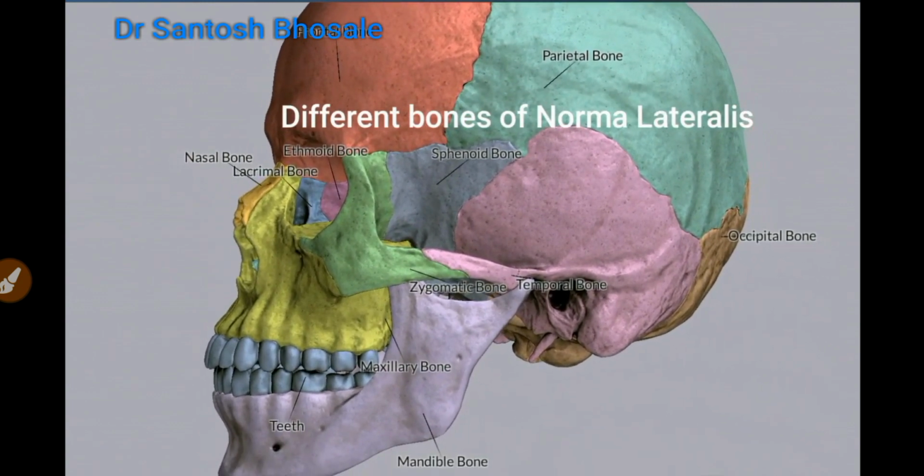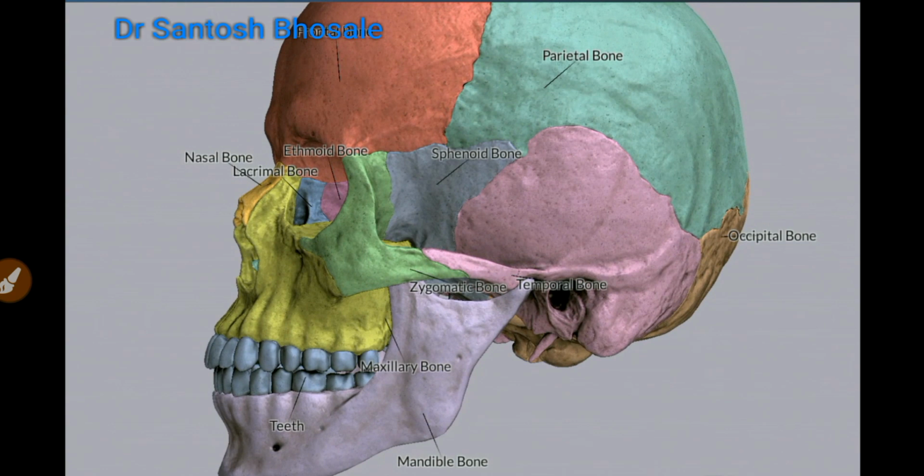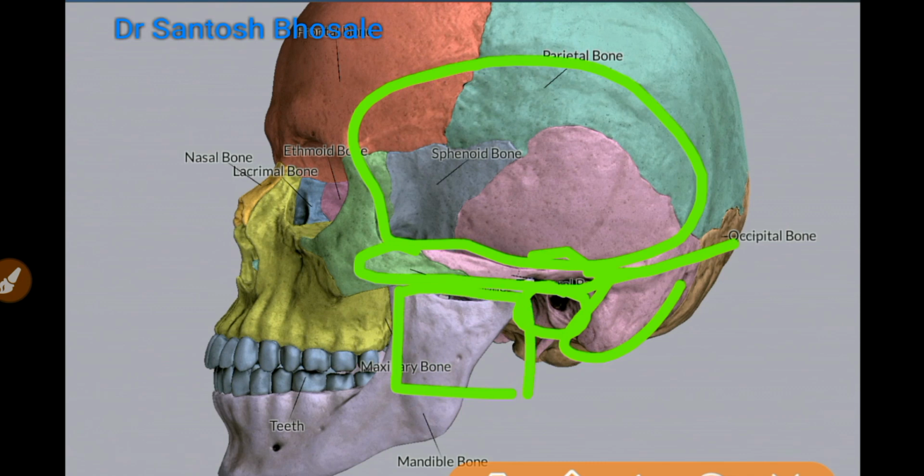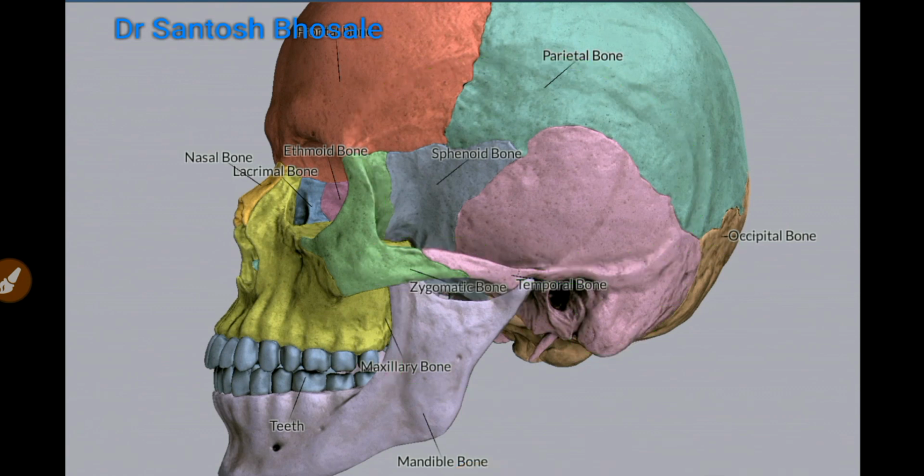So when you see the norma lateralis, what are the different bones of the norma lateralis? First you will see frontal bone, parietal bone, sphenoid bone and temporal bone, and you will see following features like temporal fossa, a shallow depression on the side of the skull, then zygomatic arch, it's a bony bar, and then supramastoid crest and a nipple-like mastoid process and external acoustic meatus, and below zygomatic arch you will see a fossa called the infratemporal fossa. So these are the things we are going to discuss today.